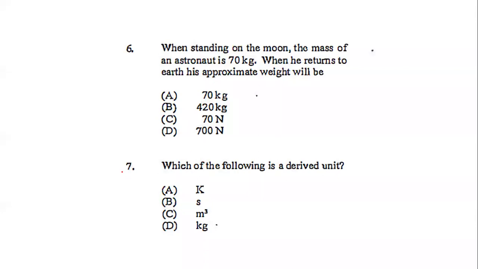At question 7, it asks you which of the following is a derived unit. And yes, indeed, I'm seeing some person saying A, but it is C. All right, Kelvin, seconds and the kilogram, they're all fundamental quantities or fundamental units rather. A derived unit will be when we use more than one fundamental unit, and we'll end up with a derived unit.